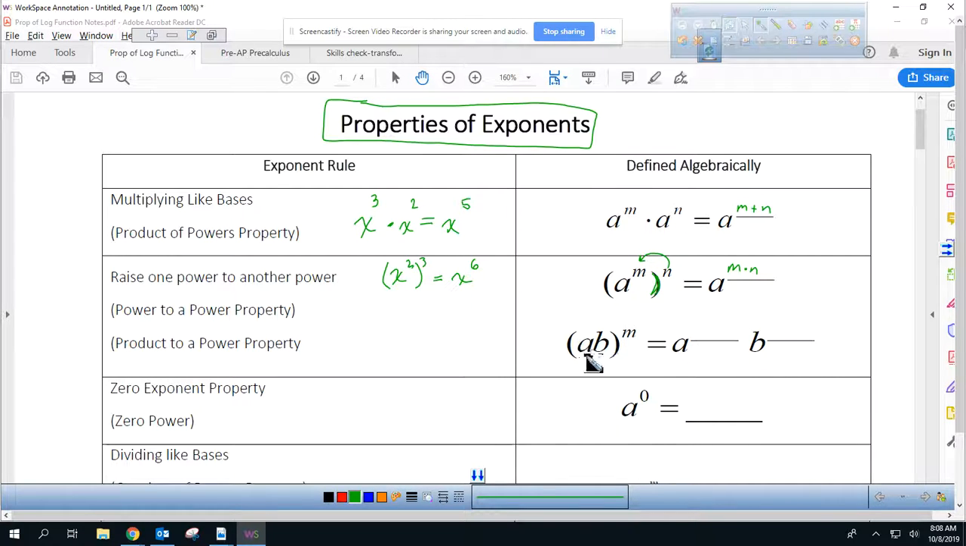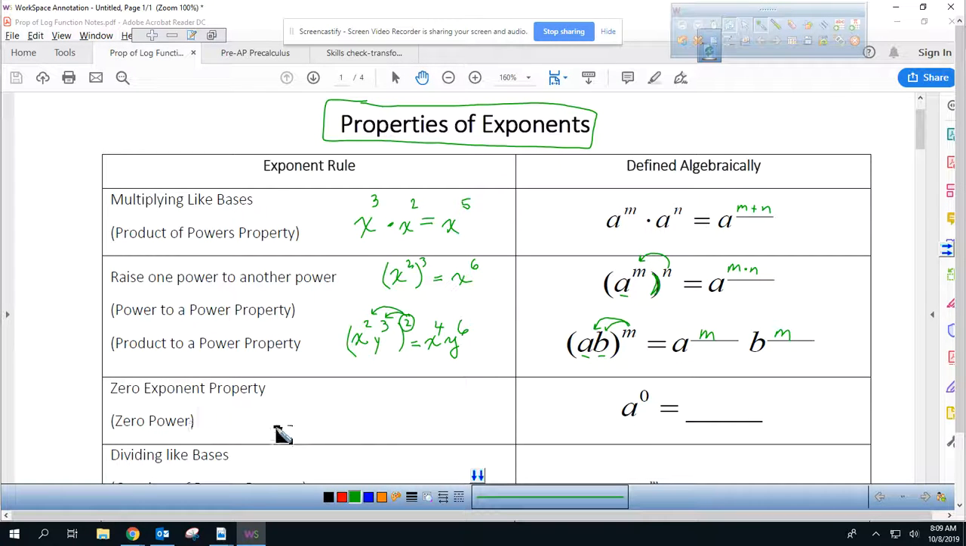In this case, we have 2 bases. We have the a base and we have the b base that are individual. Over here we just had the a base. And this m will again distribute, but it will distribute to each individual base. So this would be a to the m power times b to the m power. It would be something like this. If you had x squared times y cubed, all squared, we're going to take this power of 2 and distribute it to each one. So that would become x to the 4th because we're multiplying. And over here we're going to distribute, this would become y to the 6th.